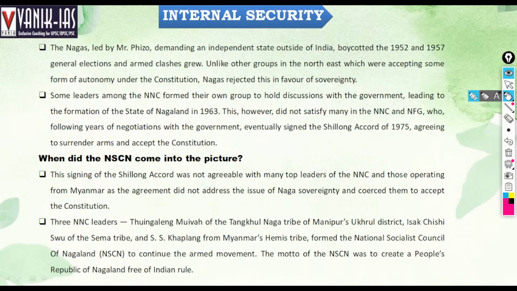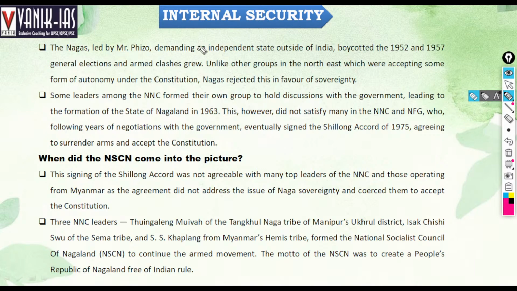The Nagas, led by Mr. Phizo, demanded an independent state outside of India. They boycotted the 1952 and 1957 general elections and armed clashes grew. Right? There was the establishment of a parallel government. When he says that in the Northeast there is a parallel government, that means these terrorist organizations are also collecting taxes, they are also ruling, right? They have support from the masses as well.